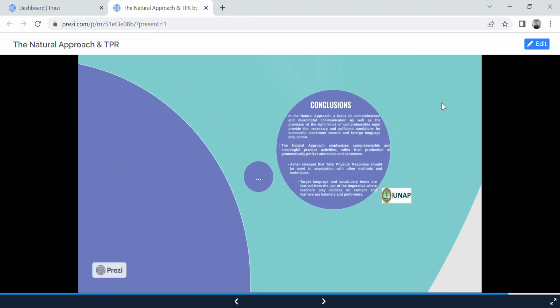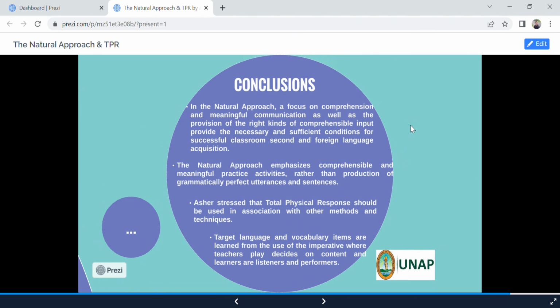Okay, to conclude regarding this presentation, in the natural approach, a focus on comprehension and meaningful communication, as well as the provision of the right kinds of comprehensible input, provide the necessary and sufficient conditions for successful classroom second and foreign language acquisition. Regarding the natural approach, this approach emphasizes comprehensible and meaningful practice activities rather than production of grammatically perfect utterances and sentences. Asher stressed that total physical response should be used in association with other methods and techniques.